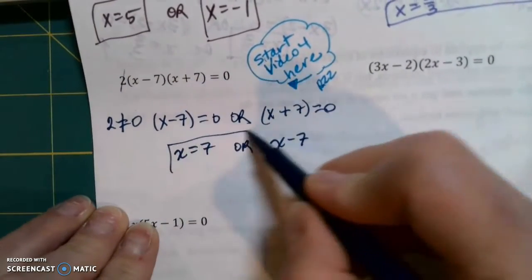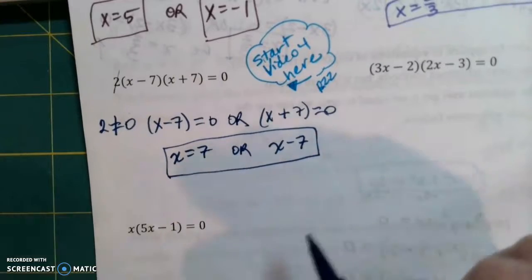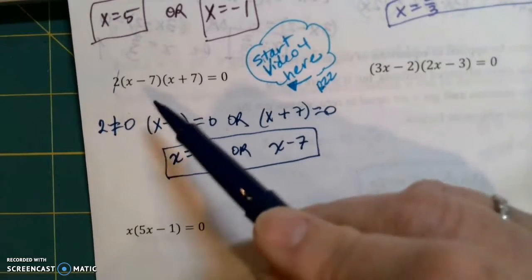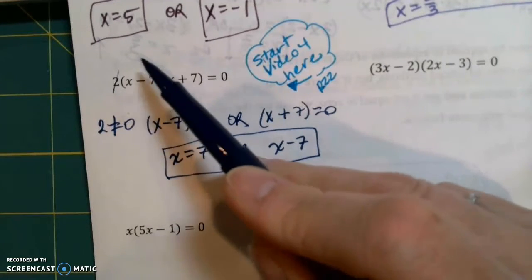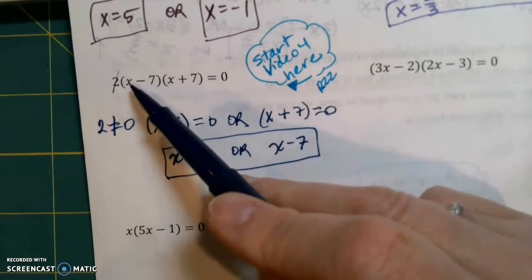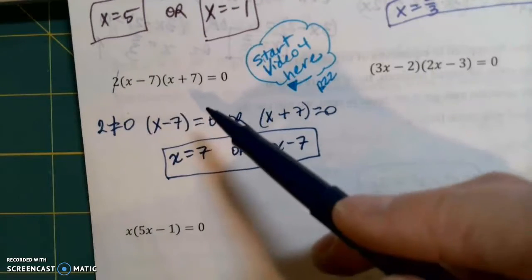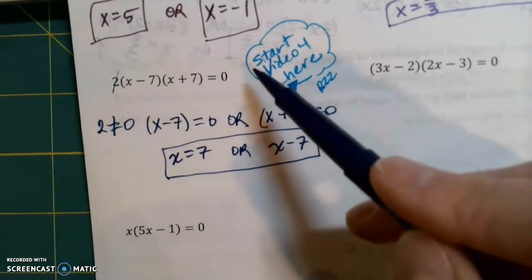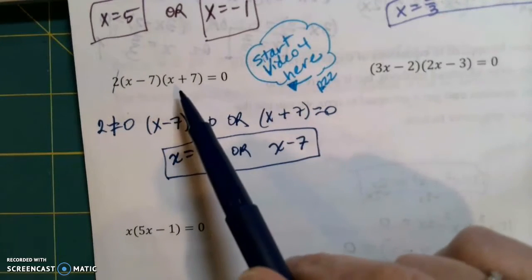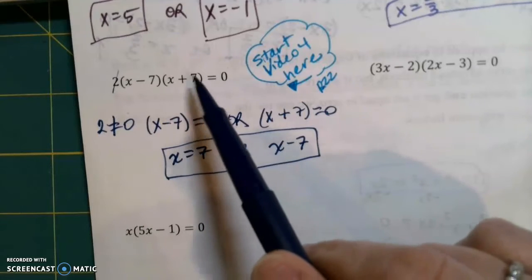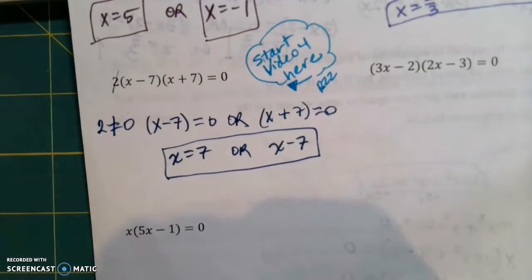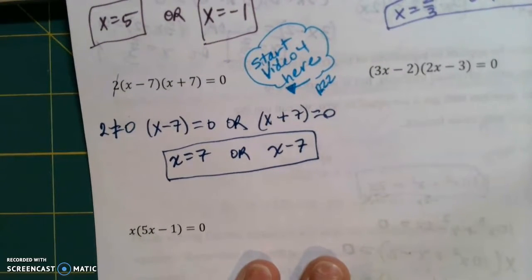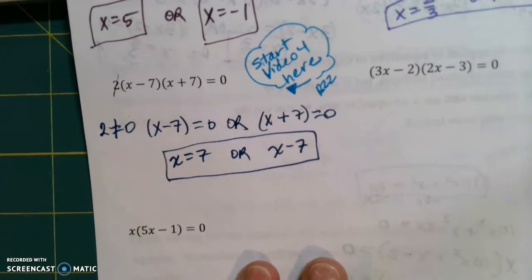And again, for this situation, I'm not going to write out an explicit checking of each of those, because you can see if you plug in 7 here, 7 minus 7, 0. So we'd have 0 times something is 0. And if you put in negative 7 here, negative 7 plus 7, also 0. So either case, you're going to get something that will give you a 0 as one of the factors and make that statement true for checking purposes.